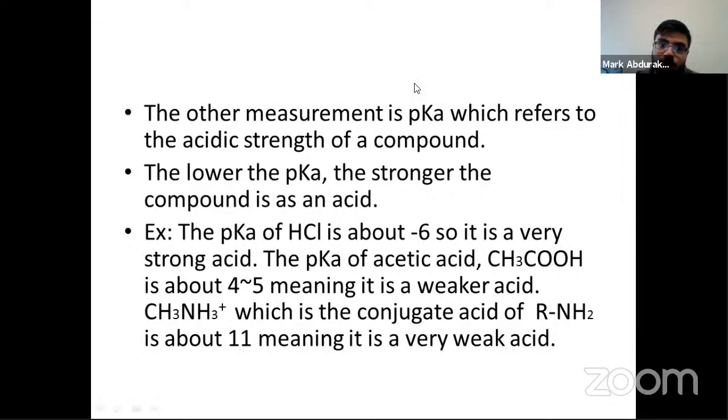General pKa values: a weak acid is in the range of like 4 to 6-ish. Very weak acids like the conjugate acid are about 11, maybe 10 to 15. And strong acids are in the negatives, or like 1 or 0 or negative, okay? I don't think they can be 0 actually. So it's either close to 0, 1, negative, whatever.